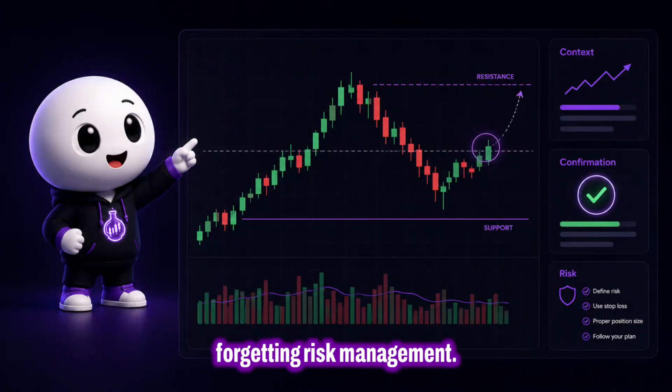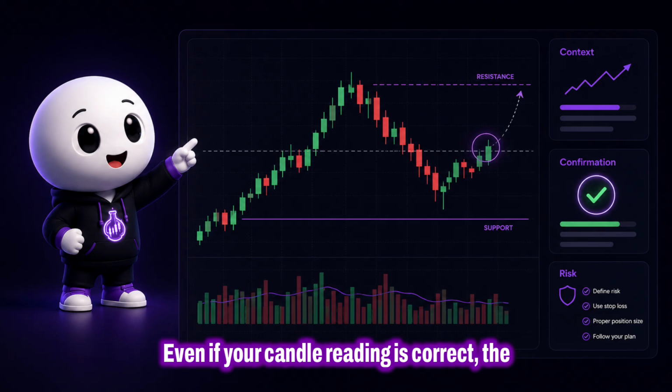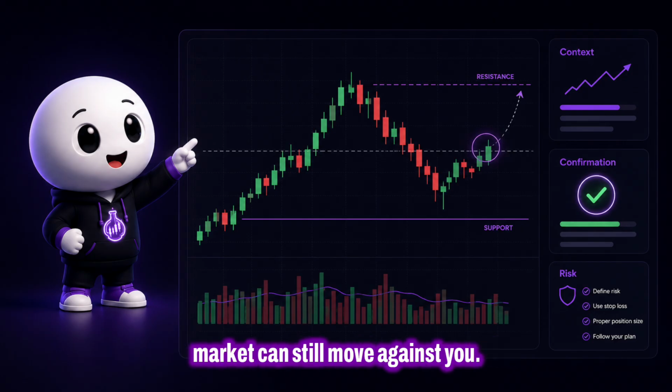Mistake number 6. Forgetting risk management. Even if your candle reading is correct, the market can still move against you. That is why every trade needs a plan.